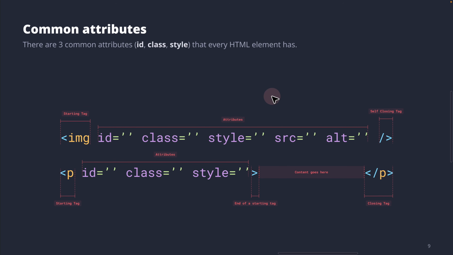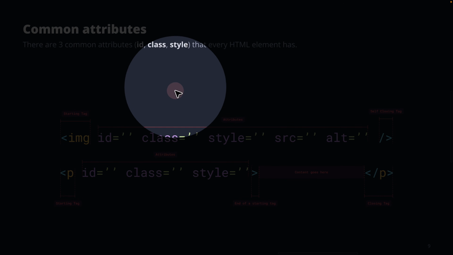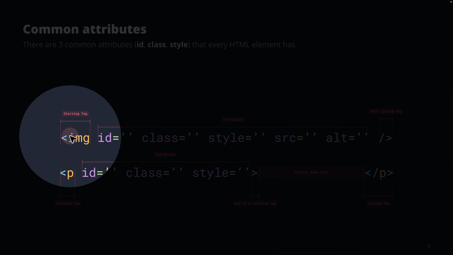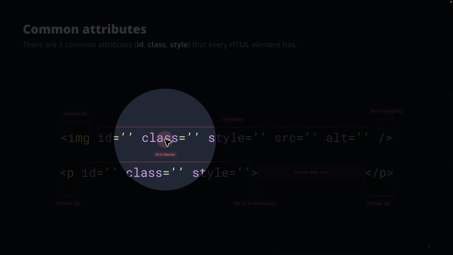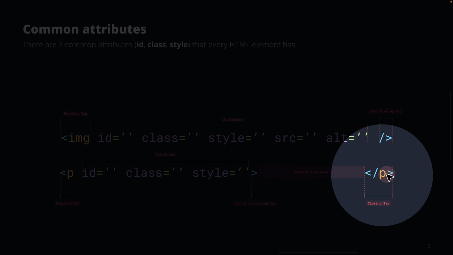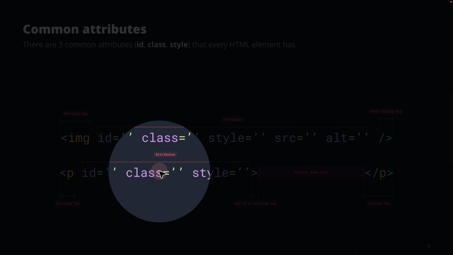There are attributes that are common between all the HTML elements, and they are ID, class, and style. What I mentioned earlier was the class attribute. As you can see, image is a self-closing HTML element, so we have an ID and class attribute added to it. Also, paragraph is an element that is not self-closing. Here we have our starting element and also our closing paragraph tag. And here in the beginning, which is the starting tag, you can add your attributes.